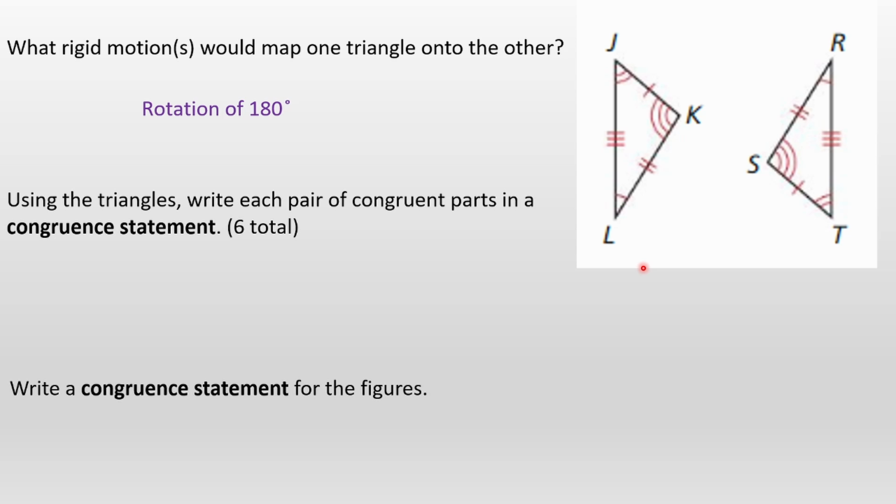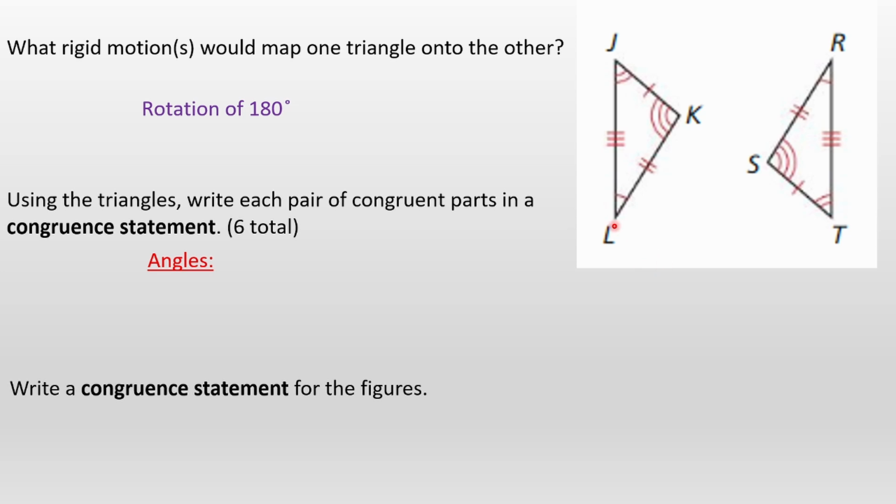Another skill that we'll be looking at is writing what is called a congruence statement. A congruence statement is a mathematical statement, or a mathematical sentence, that says that two things are congruent. A congruence statement can be of angles, and so we'll look at the different angles that map to each other.